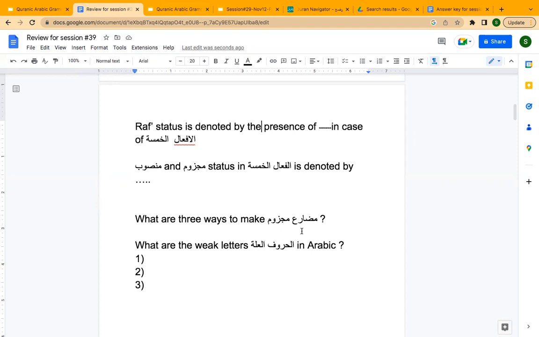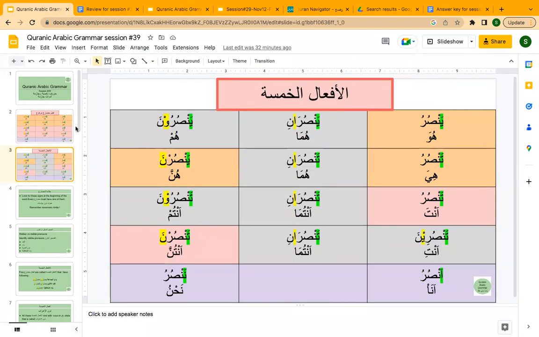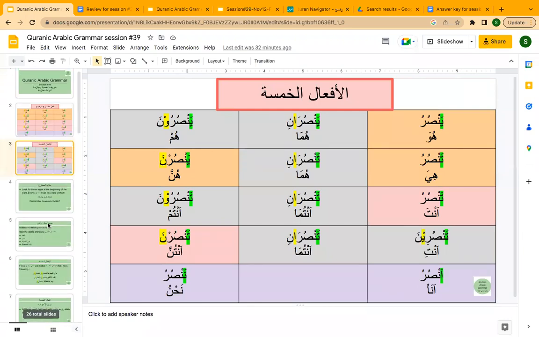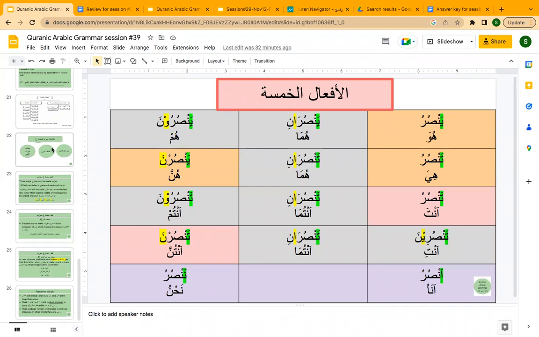What are the three ways to make mudare majzoom? How will I make my mudare majzoom? There were three ways that we learned, and I know it was a whole lot of information, but inshallah, we should be able to retain it. So you can drop noon. That is one way. Barakallahu feek. What is another way? Let me show you mudare and drop the noon. That is one of the ways.